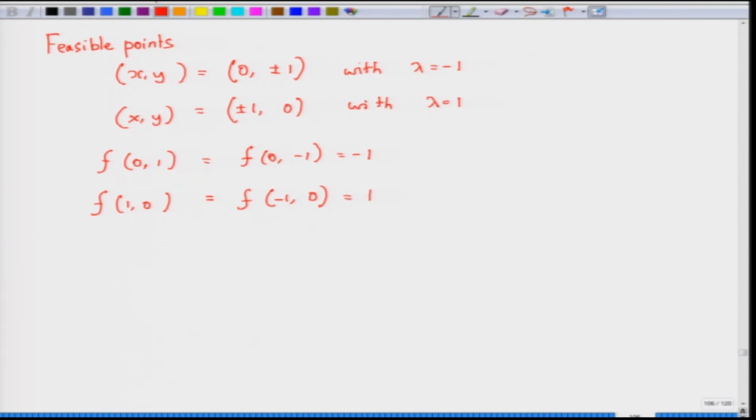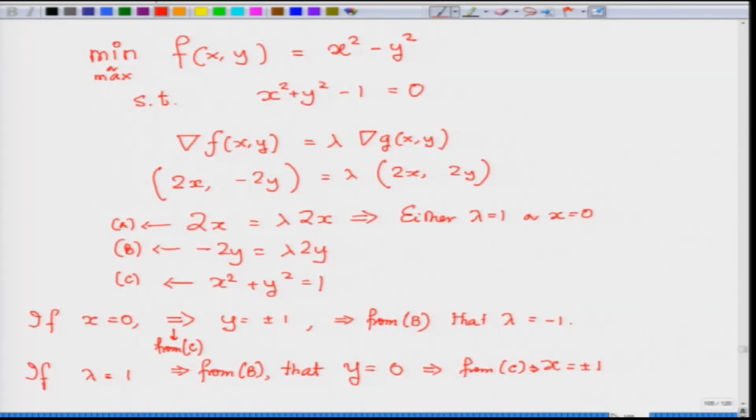Now, why are these maximizing and minimizing values? That is the question we have not answered. How do you know that these are the maximizing and minimizing values? I can have something worse. This function value can be lesser than minus 1 subject to this. But you have to observe, subject to this, it cannot have a value lesser than minus 1 or greater than plus 1.